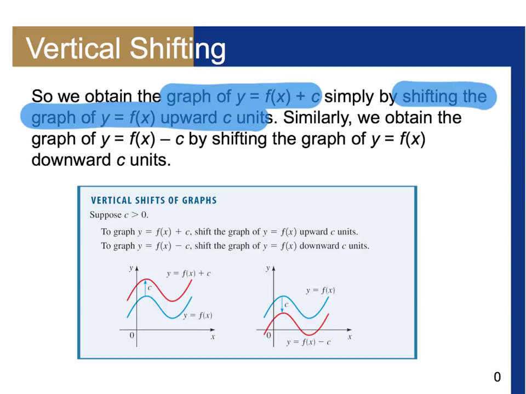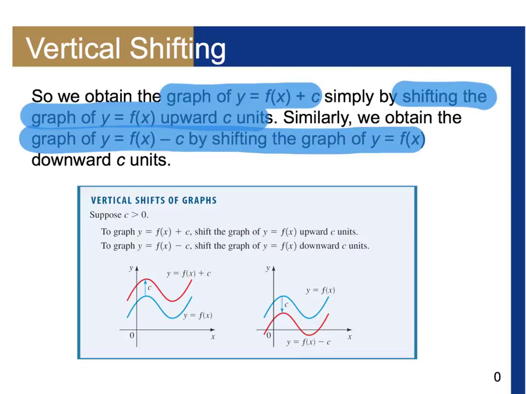So we get the graph of y equals f of x minus c by shifting the graph of y equals f of x downward c units. So that's this scenario. We start with our blue graph, y equals f of x, and then y equals f of x minus c is shifting everything down by c. Same shape of the graph and everything else.